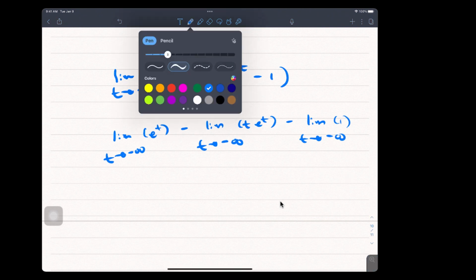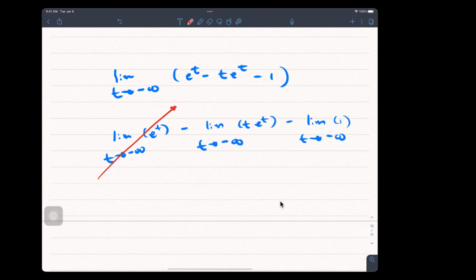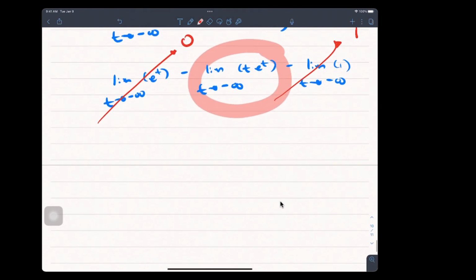Anybody know where this limit goes to? Good. Where does this go to? Isn't that 1 because it's a constant? And then what about right in the middle? Where is that limit going to? I think that's negative infinity times 0. Is that right? Is that true? What is this known as? Indeterminate product. Is that right? Remember from that homework, indeterminate product?